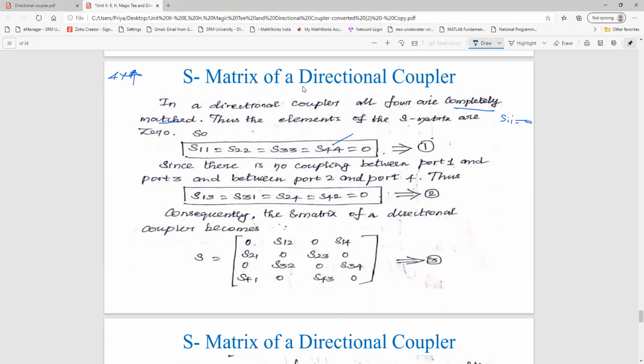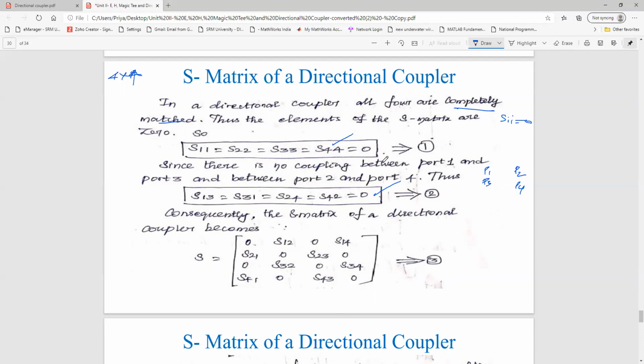We have also seen in the property that port 1 and 3 are decoupled, and in the same way port 2 and port 4 are decoupled. So S13 and S31, S24 and S42 are 0 because of the decoupling. If I substitute all those things in the 4 cross 4 matrix, I get it like this. So this is S12, S14, S21, S23. These are the components to be measured now.